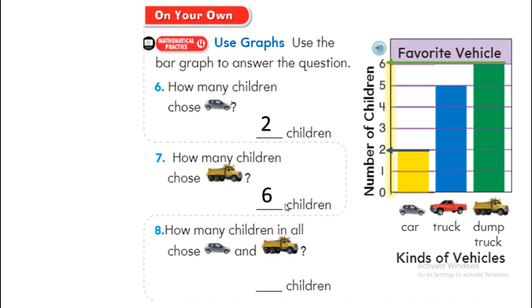So what's the number? 6 children chose the dump truck. How many children in all chose cars and dump trucks? So I want to see how many in all. And we have the keyword here, and. Excellent. Adding. So we want to add 2 numbers now. What are the 2 numbers that we're gonna add? From the car and from the dump truck. Car, it's 2. Dump truck, it's 6. So we're going to add 6 plus 2 equals 8. Excellent. And put the number in the space.